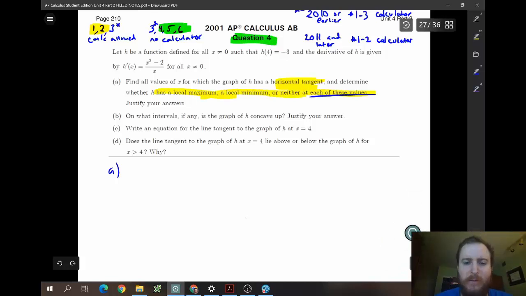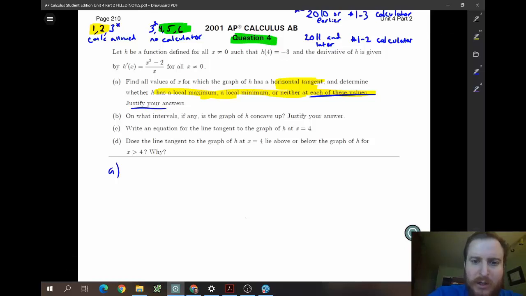A couple of you guys on one of the test questions basically didn't talk about each value. You just said there's no minimum. If you got like 3 and 8 for your critical points, you need to say x equals 3 is a maximum, x equals 3 is a minimum, or x equals 3 is neither. And then you need to justify that. So justifying is with that explanation.